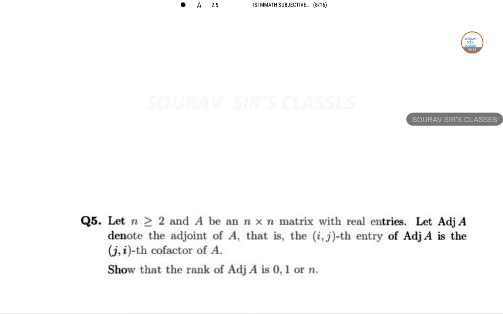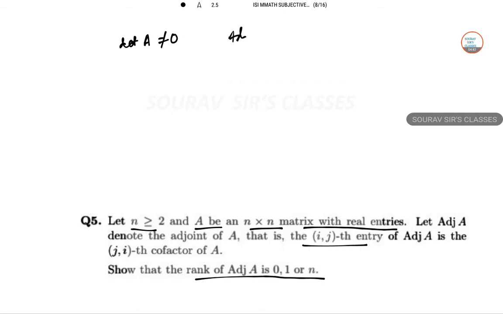Next, question 5. This one is on linear algebra. Let n be greater than or equal to 2, and A be an n by n matrix with real entries. Let adj(A) denote the adjoint of A. Show that the rank of the adjoint is 0, 1 or n. If the determinant of A is not equal to 0, then the inverse of A is given by the adjoint of A, and the rank is n.